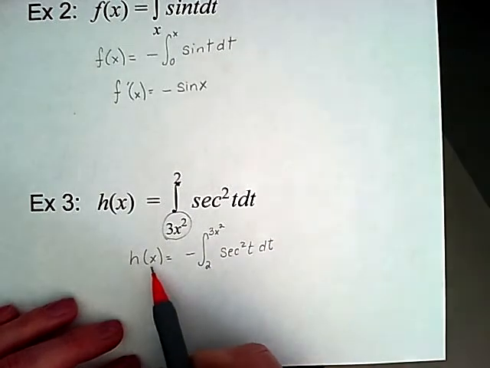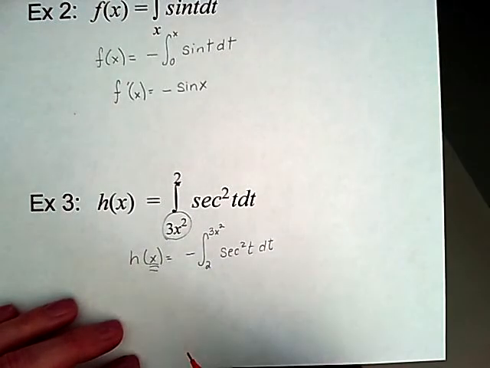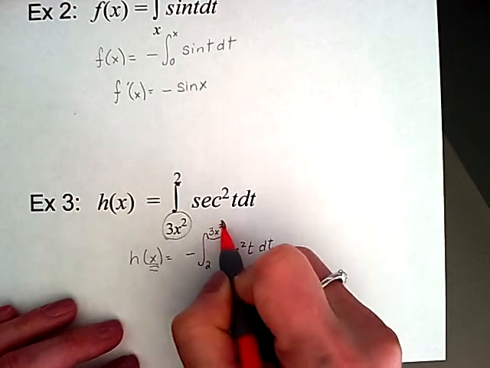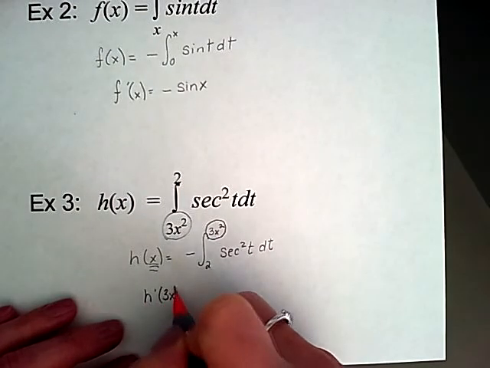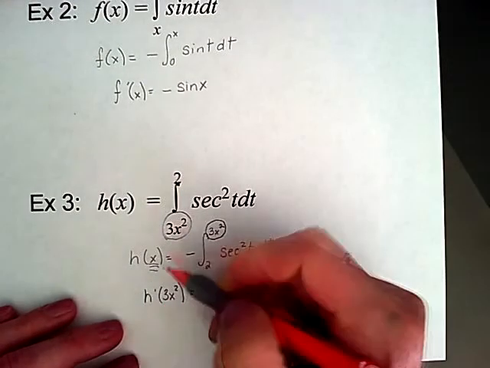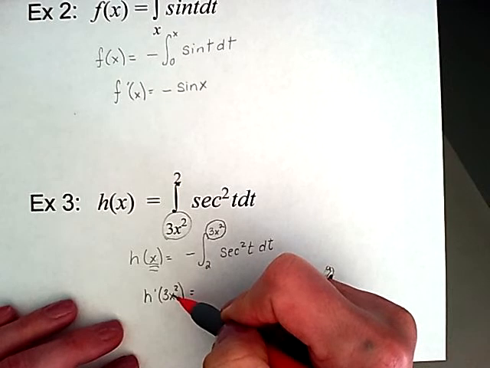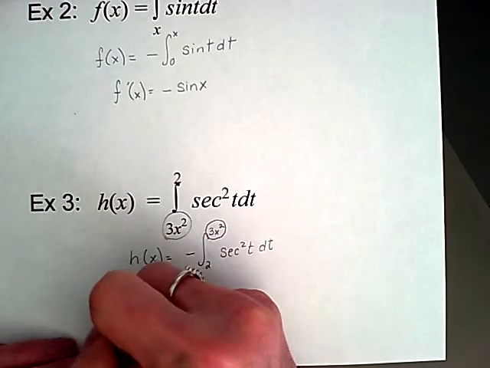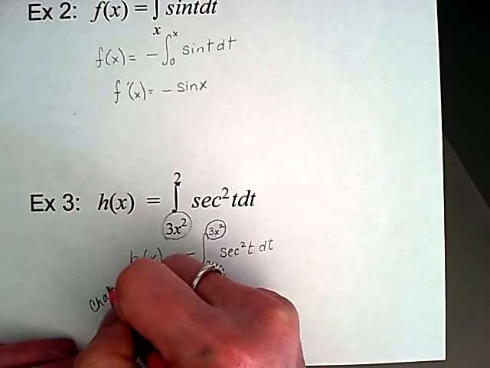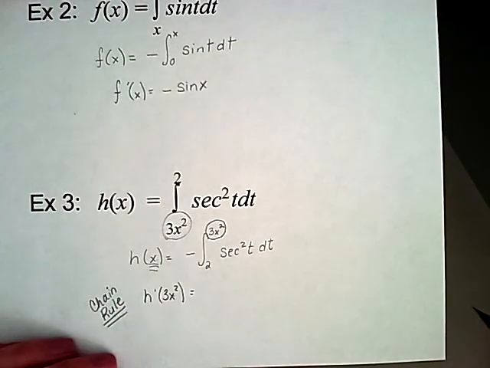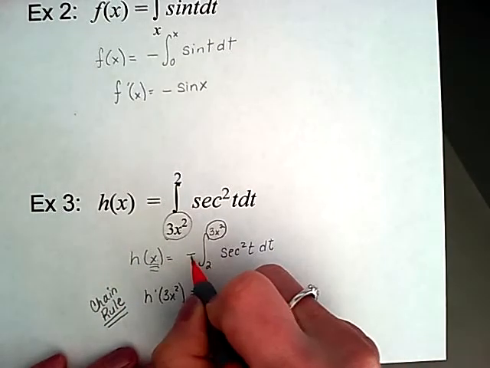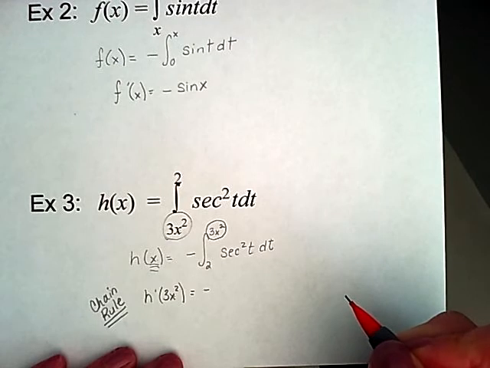Now, instead of just being in terms of x, what we have to do is find the derivative of 3x squared. So now you can see that composite of function ideas. So in this problem, I'm going to need to apply the chain rule. So when I apply the chain rule, I'm going to still negate because we switched our interval.